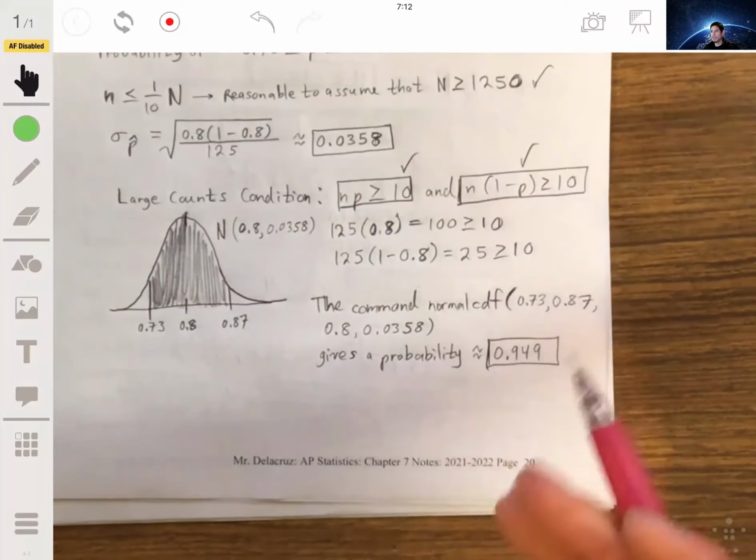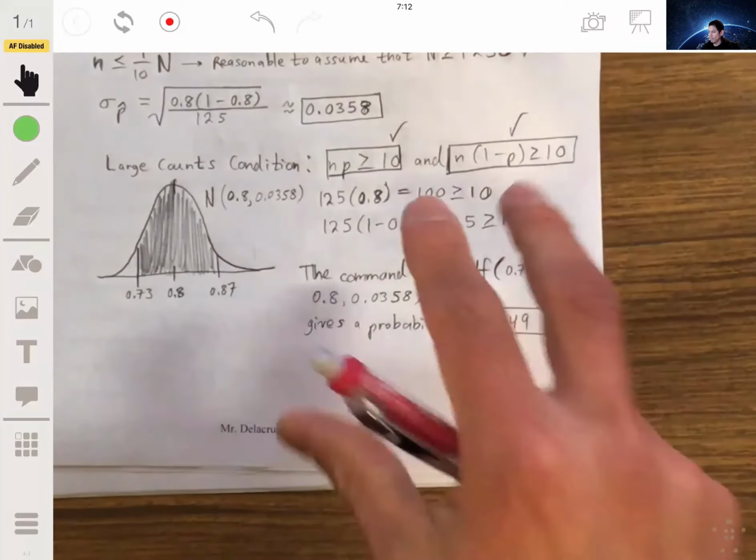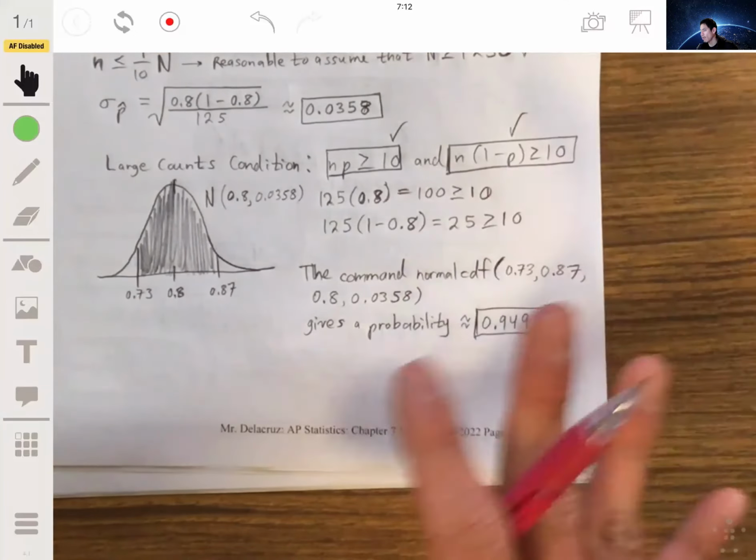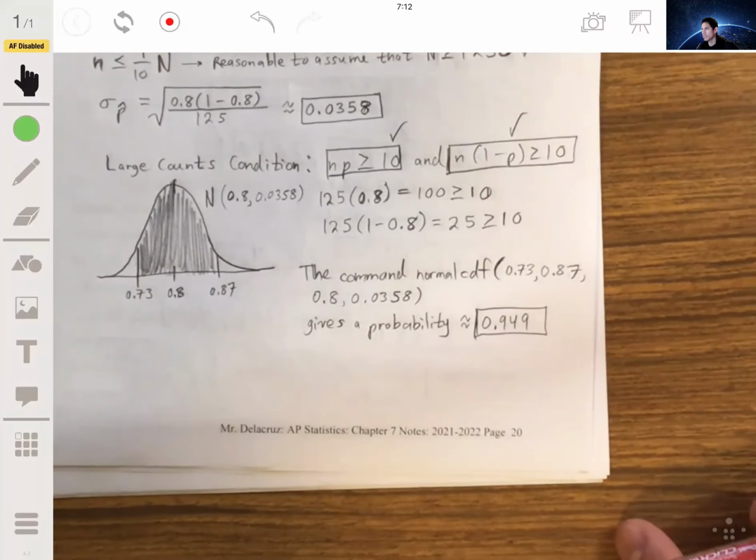As we get closer to the AP exam, I'm going to be more clear. We're going to practice more formally how the readers want your answers. For now, we just really have to learn the concepts. We really have to just focus on making sure that we understand the concepts behind this problem.